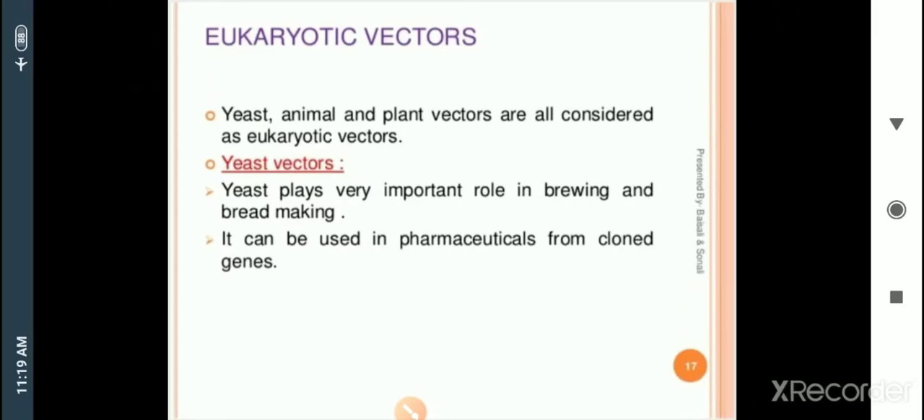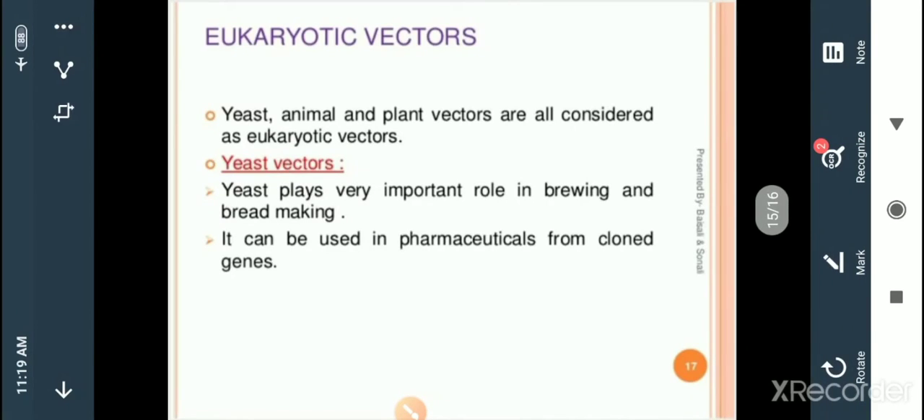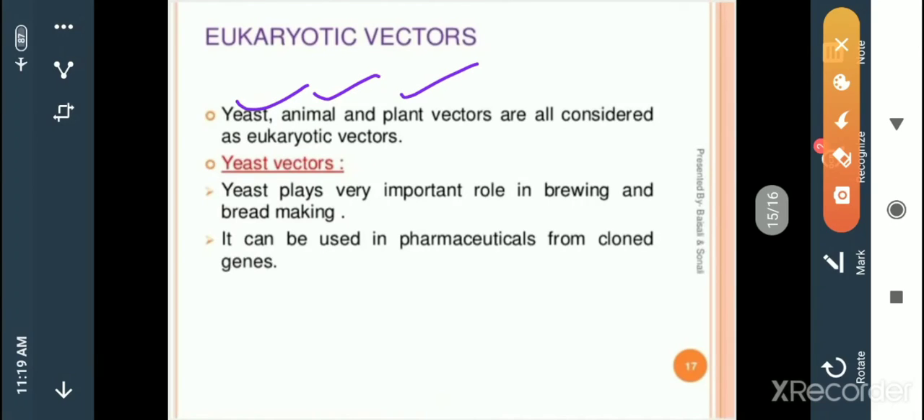So here in the eukaryotic vectors, the yeast, animal and plant vectors are considered eukaryotic vectors, or we can say except the yeast, animals and plants, the remaining are prokaryotes. Whatever is present in the plants, animals and yeast, those are called eukaryote vectors. Yeast vectors. Now one by one, we discuss the yeast vector.